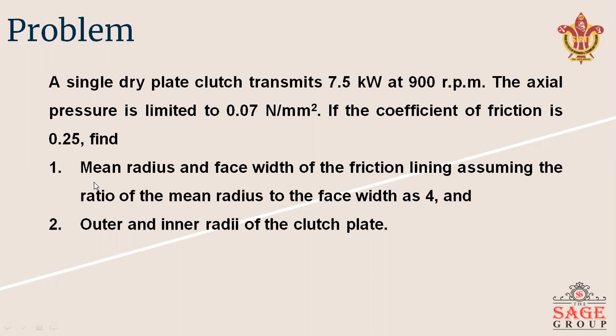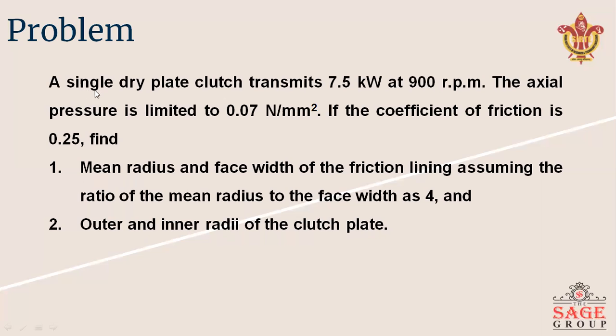So here you can see that we have to calculate the mean radius, that is capital R, and the face width, that is small b. The ratio of capital R and small b, that is equal to 4, is given in the question. And also we have to calculate the outer and inner radius, that means R1 and R2.